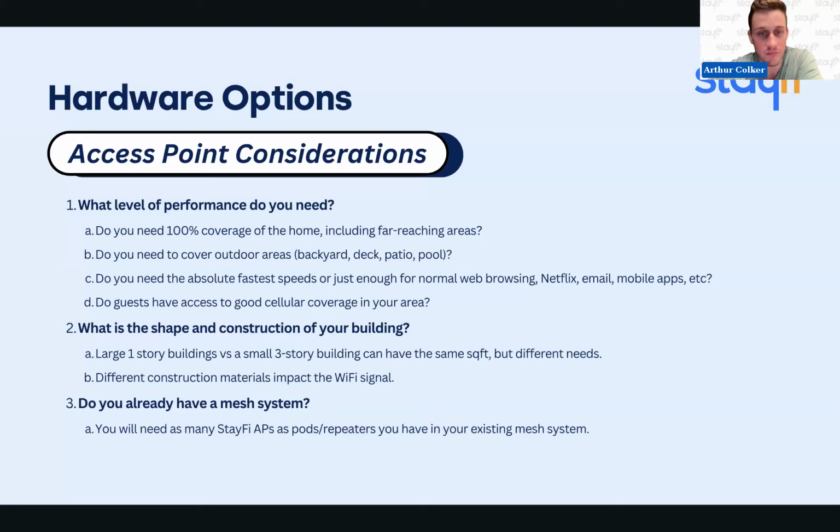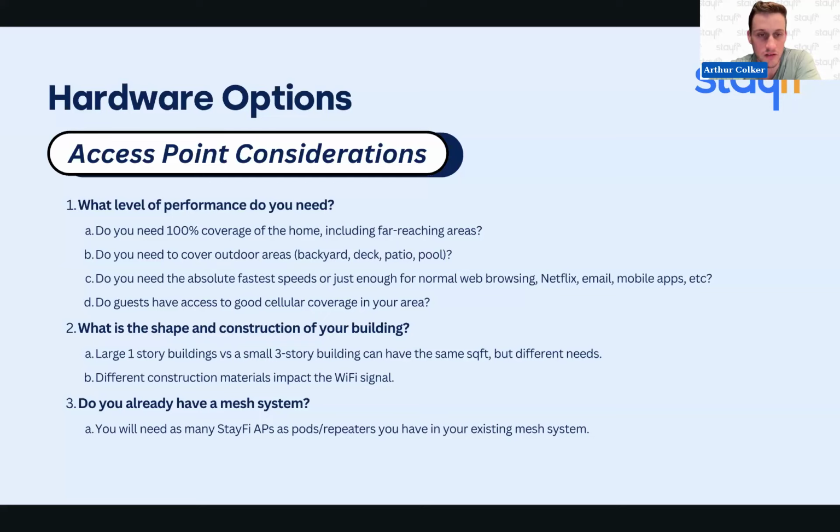Shape and construction is something to consider. You can have a 1-story building and a 3-story building that are the same square footage, but they would have different needs. For instance, if the modem router is in the center of your large 1-story building, one long-range device might cover the whole thing. But with a 3-story building, even though it has the same square footage, it's not going to be able to reach up to the 3rd floor. So you might want to consider adding an extender on the 2nd floor.